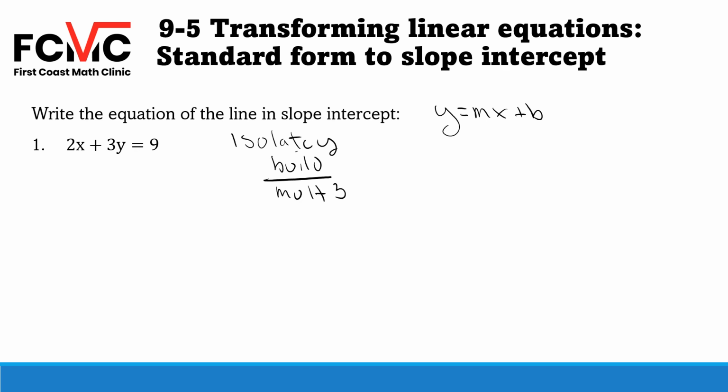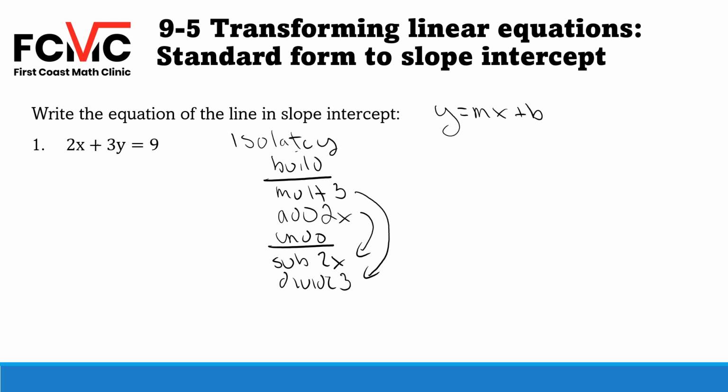We're multiplying by 3, and then we're adding 2x. For our undo, we want to start with the adding 2x. So we're going to subtract 2x, and then we're going to undo multiplying by 3. We're going to divide by 3. So let's go through these steps.